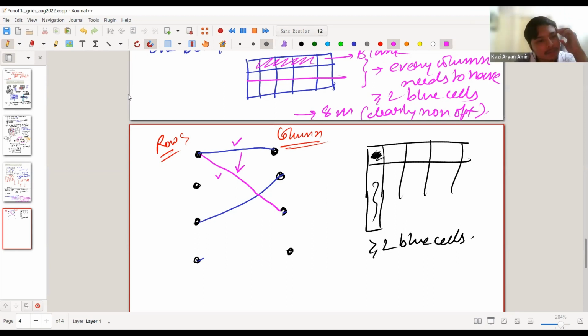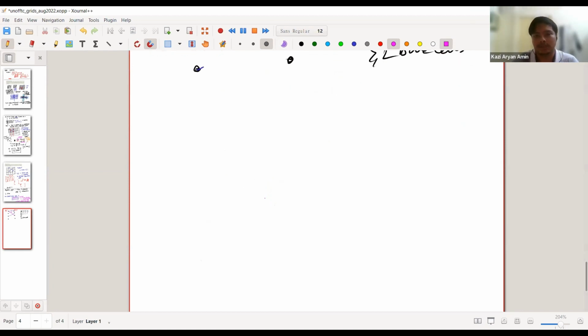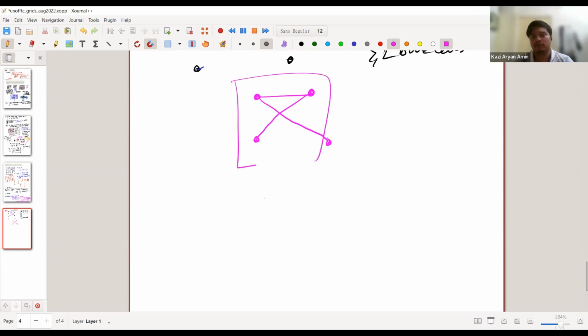Every edge must be connected to two other edges. But suppose you have something like this. This is not a cycle, right? This isn't a cycle, but this is good enough. Oh, is it good enough? Yeah, I think it is good enough. Or no, I don't think that is necessarily true.